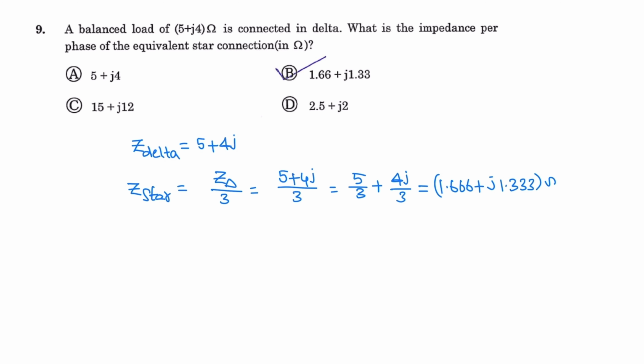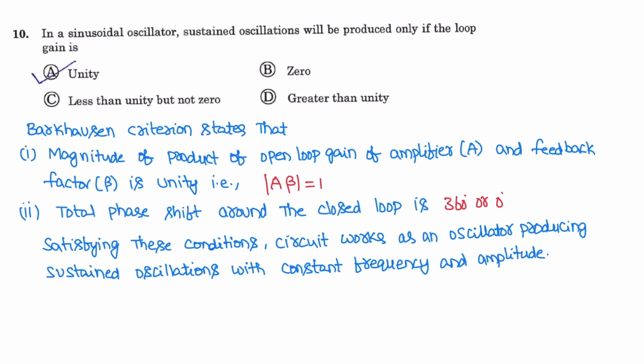Next question. In a sinusoidal oscillator, sustained oscillations will be produced if the loop gain is. As per the Barkhausen criterion, the magnitude of the open loop gain of amplifier A and feedback factor beta is unity. It should be unity. If it is greater than 1, the oscillations are continuously growing. If it is less than 1, the oscillations will decay. If it is equal to 1, the oscillations are sustained.